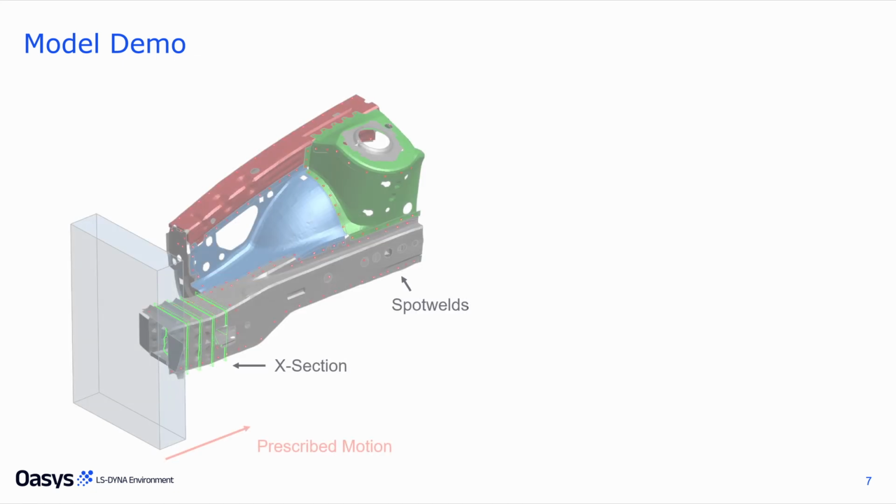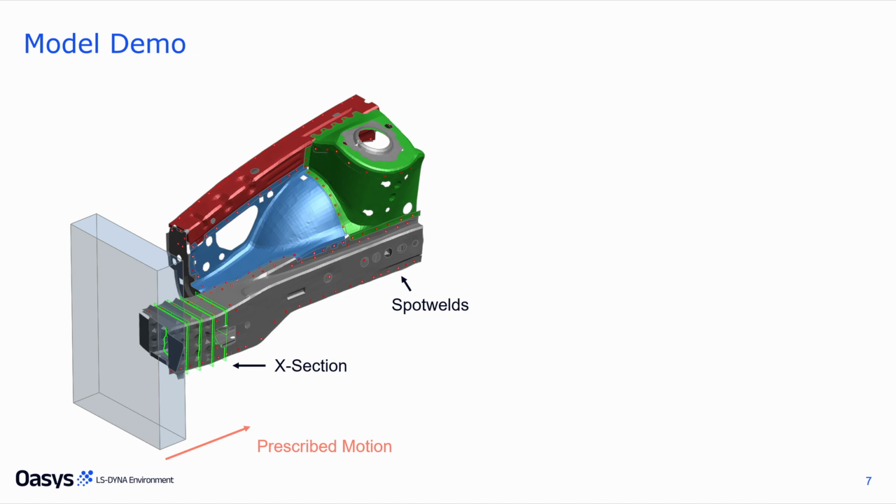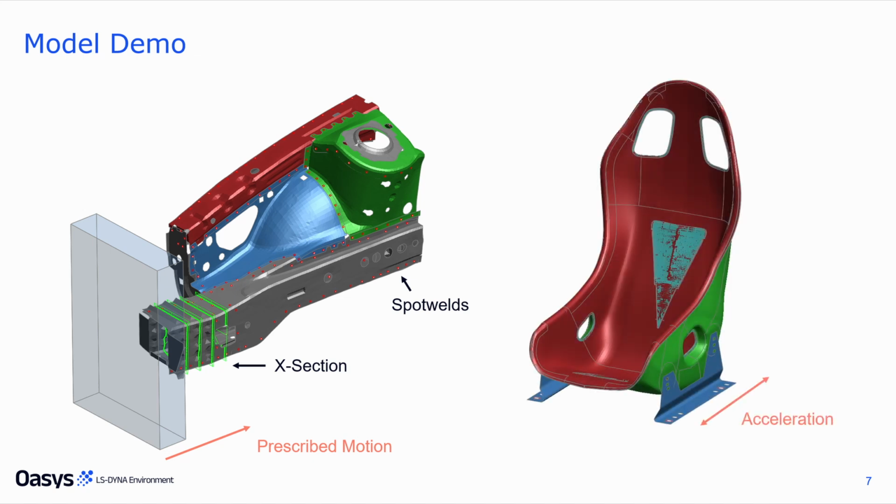To demonstrate the practical benefits of the ZTF file, I'll be using two different models. First, we'll look at this body-in-white front section of a car, and afterwards, we'll examine a racing chair made of composite layers. We'll start with the body-in-white model.